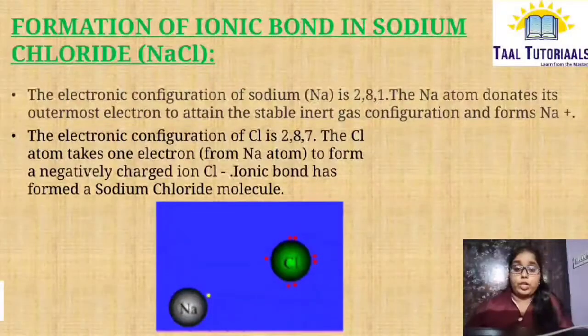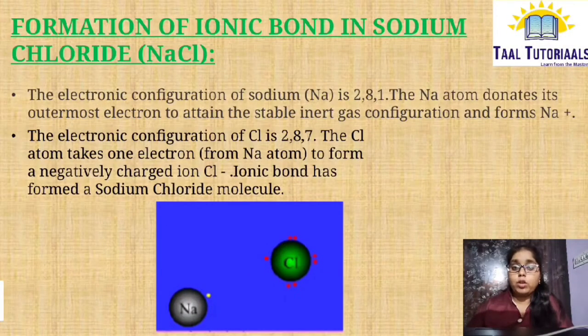Next, formation of ionic bond in sodium chloride. We'll see in sodium chloride how the ionic bond is formed. First, we'll take the electronic configuration of sodium: 2, 8, 1. One is the valence shell. In the valence shell, they have one electron. Then sodium atom donates that outermost electron to the chlorine here. Now we'll take the chlorine electronic configuration. They have 7 valence electrons. See, the electronic configuration of chlorine is 2, 8 and 7.